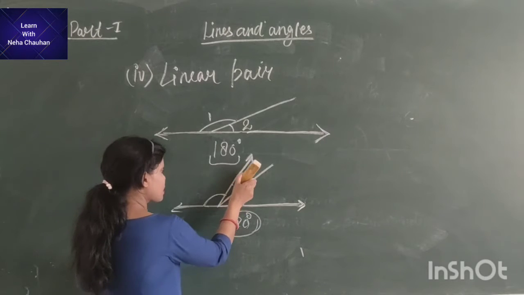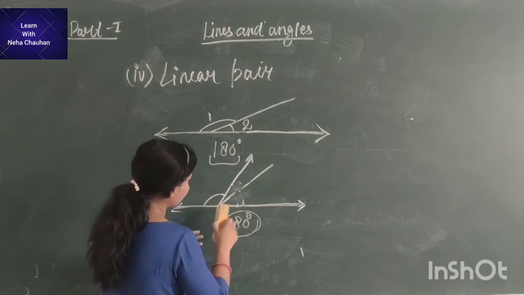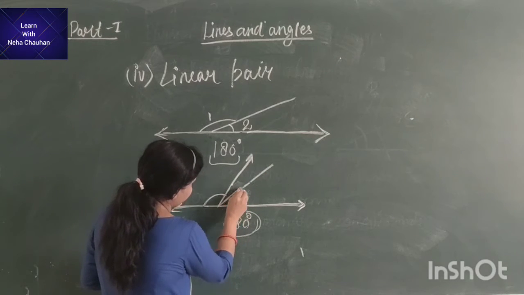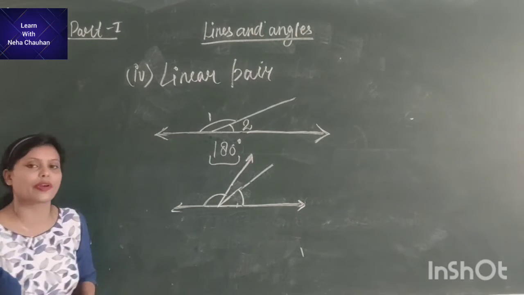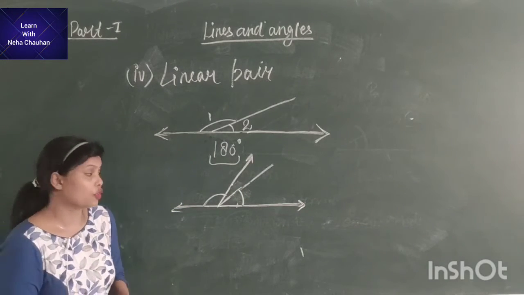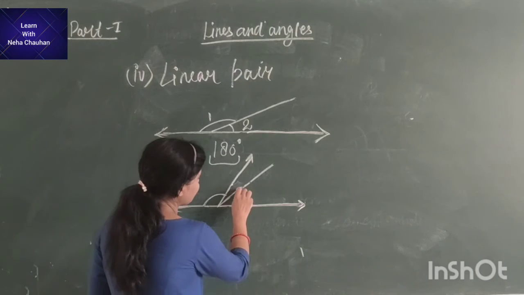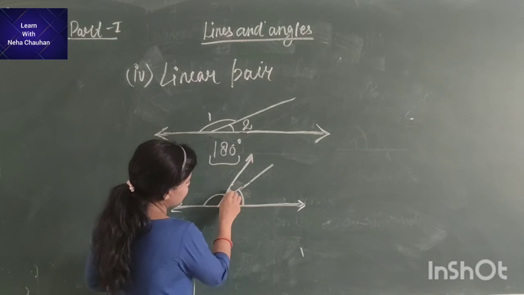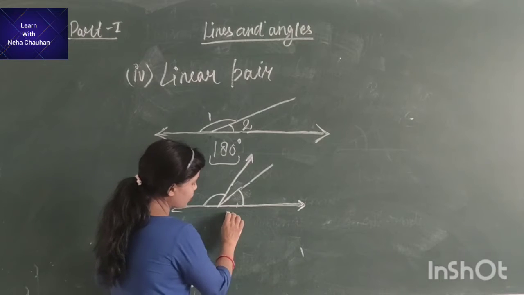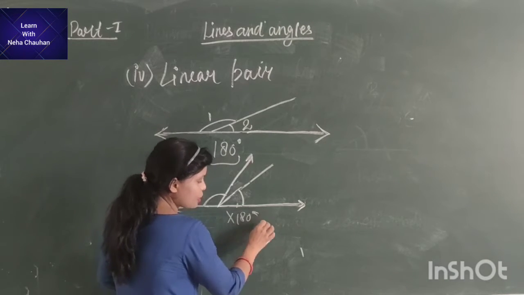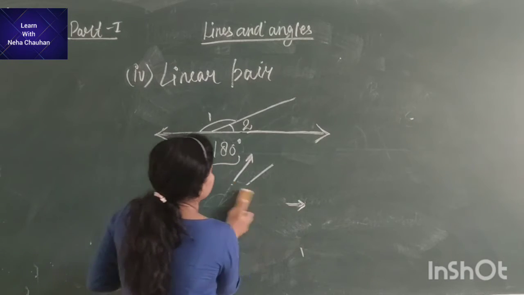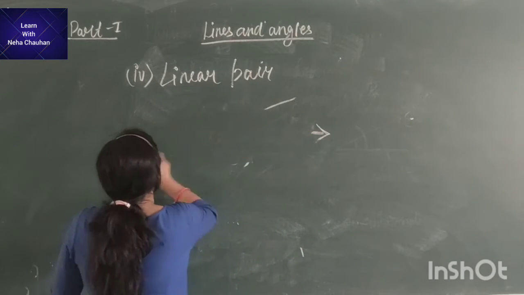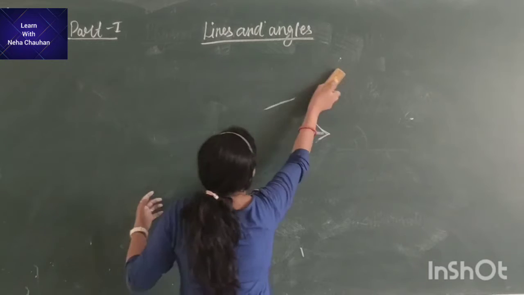Now let's take one other example also. If I take these two angles, are they a linear pair? No, they will not be a linear pair because the sum of these two angles will not be 180 degrees, right? So this is not a linear pair. Next is vertically opposite angle.